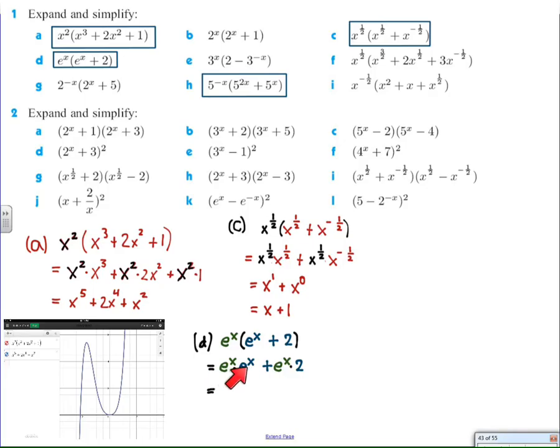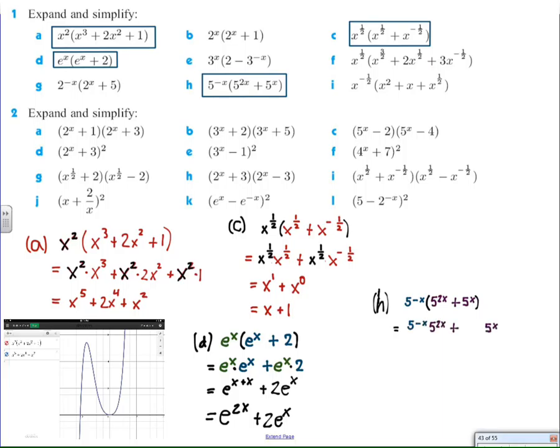I'm multiplying two numbers of the same base, therefore I add the exponents, x plus x. And then here, these are not numbers of the same base, so I cannot multiply or combine them in any way. 2 times e to the x is about as far as I can take that. Here, though, x plus x is 2x, so I've got my final result.